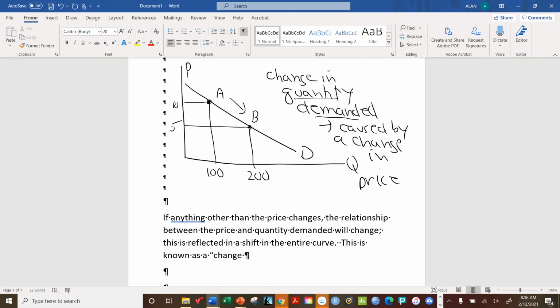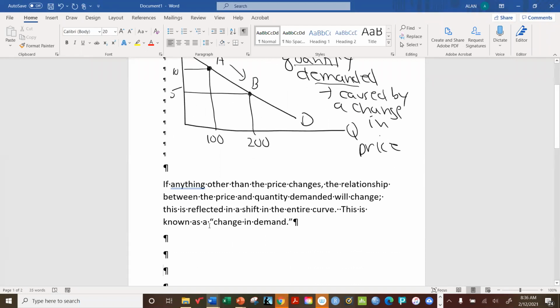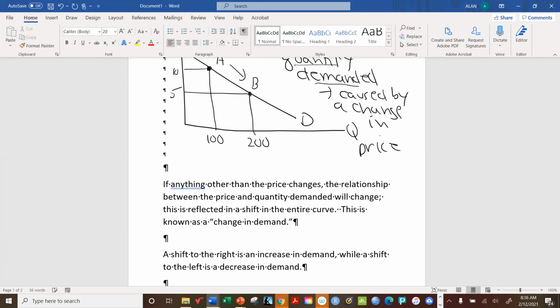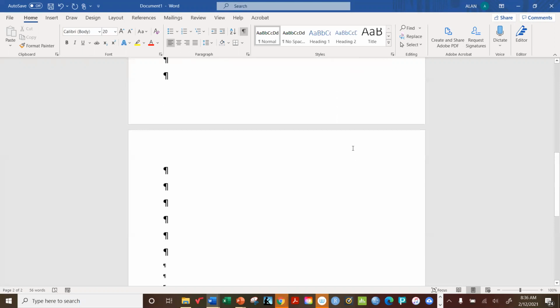Now you got to be careful here. It's a very subtle distinction, a change in quantity demanded versus a change in demand. Okay, so that means the entire curve will shift. Now, of course, then there's really only 2 ways it can shift. It can shift to the right. A shift to the right is an increase in demand, while, of course, a shift to the left is a decrease in demand. So what we have to be able to do is look at all these different factors and really understand which ones shifted to the right and which ones shifted to the left.